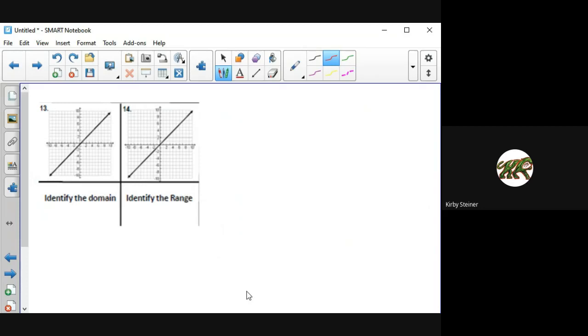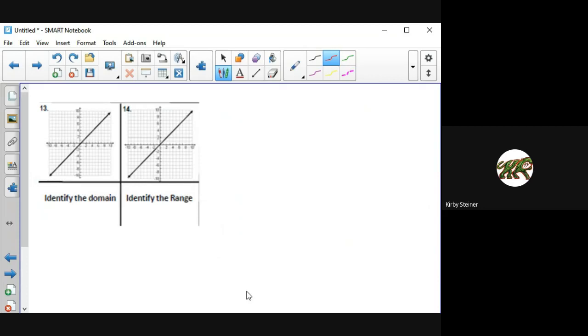Now we're going to see that there are arrows on both sides of this line. So this is a linear function, looks like the function f of x equals x. Since there are arrows on both sides, it extends infinitely in both directions. If it extends infinitely in both directions, then we know its domain includes all numbers.